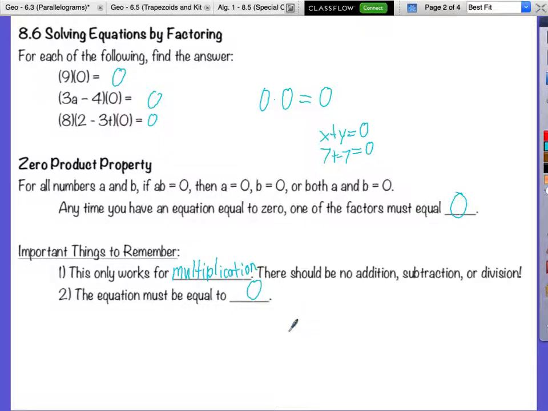In that equation, the 7 plus negative 7, can you just get rid of the addition sign and do 7 minus 7 and it's still 0? Yes.